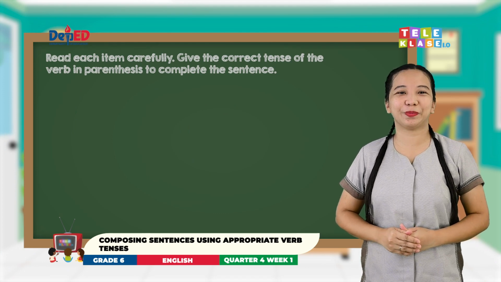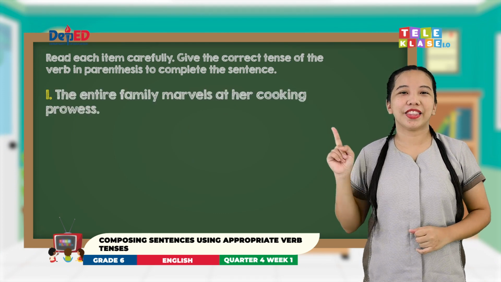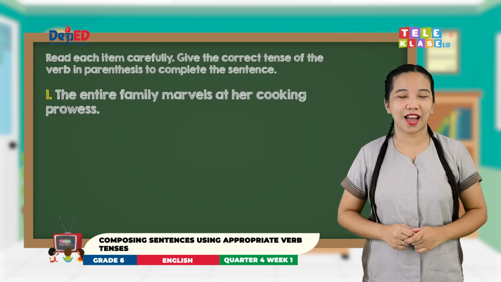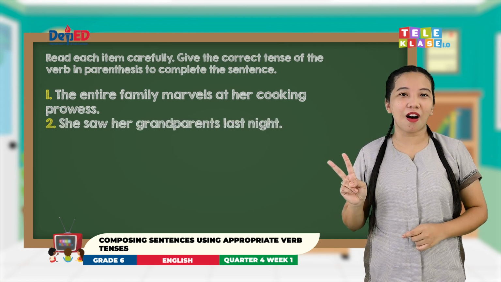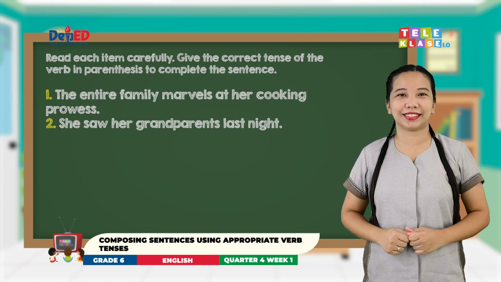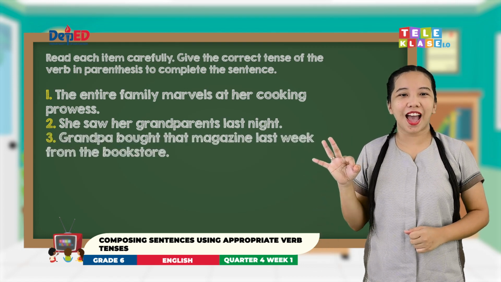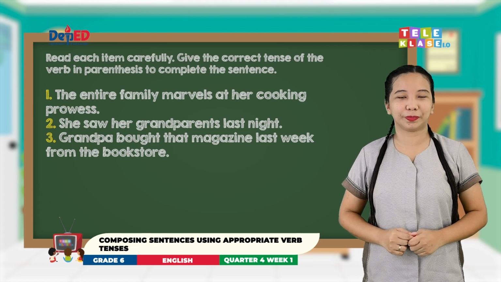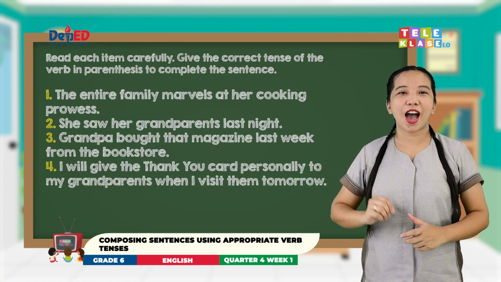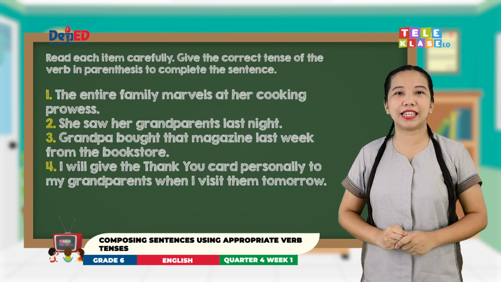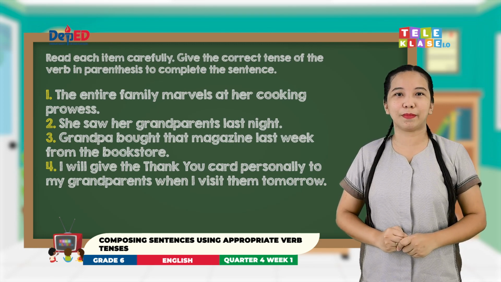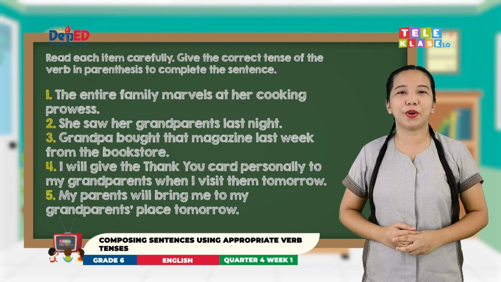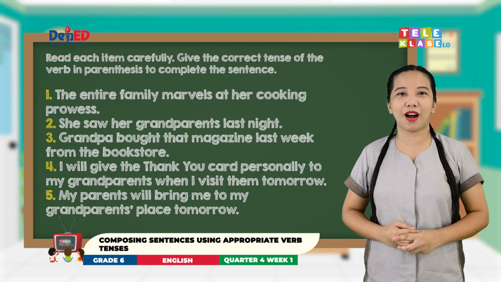Let's check your answers. Number 1. The entire family marvels at her cooking prowess. Number 2. She saw her grandparents last night. Number 3. Grandpa bought that magazine last week from the bookstore. Number 4. I will give the thank you card personally to my grandparents when I visit them tomorrow. And number 5. My parents will bring me to my grandparents' place tomorrow.